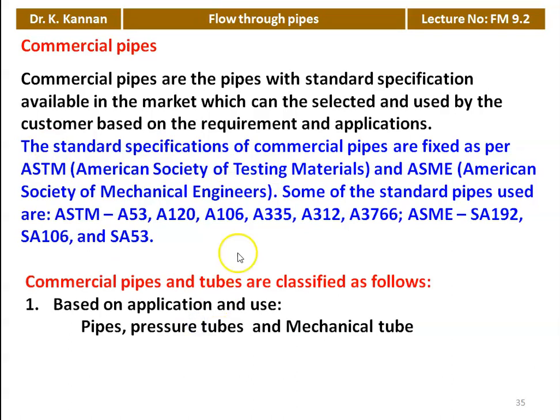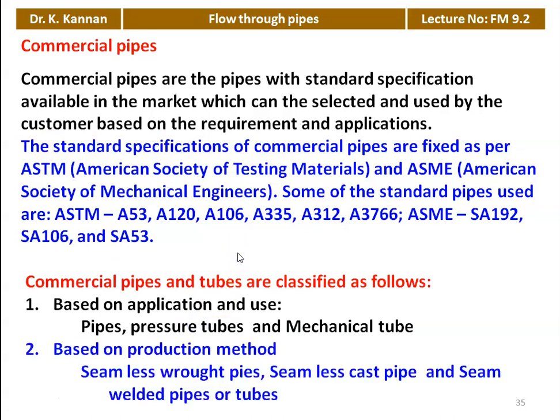And commercial pipes and tubes are classified based on the application and use. This may be pipes, pressure tubes or mechanical tubes. Based on the production method, this may be seamless rolled pipes, seamless cast pipes and seam welded pipes or tubes. So, seamless pipes are very much used in boiler applications, because seamless pipe means there is no welding throughout the length of the pipe. If you look at the common GI pipe, galvanized iron pipe, there will be a weld, and the weld is called a seam. So, these are seamed pipes. But the seam is not preferred. So, seamless pipes are preferred for boiler applications.